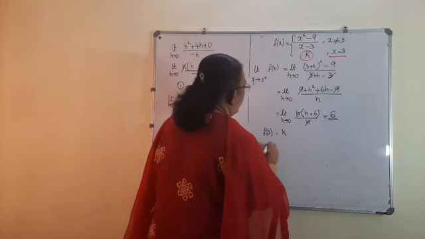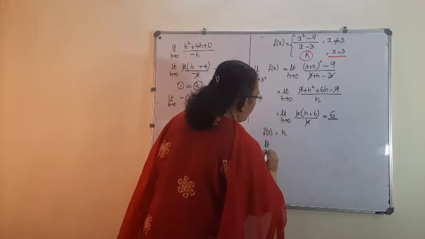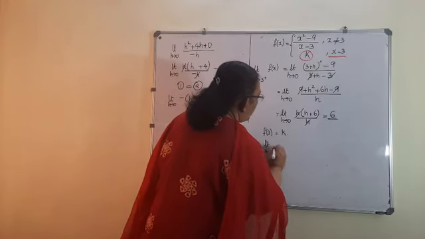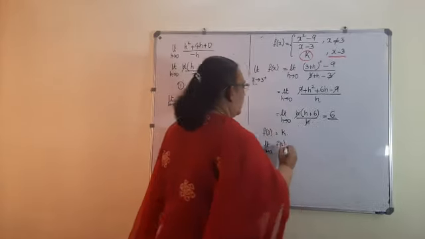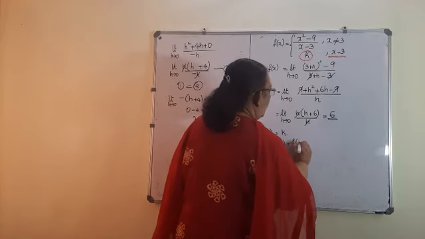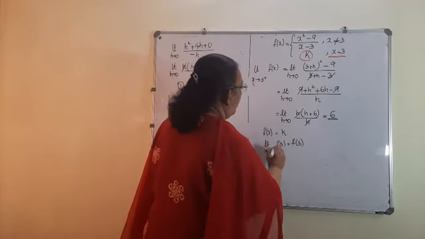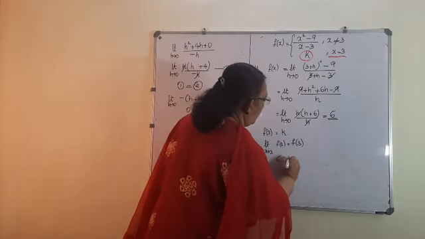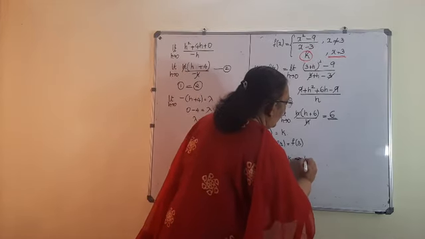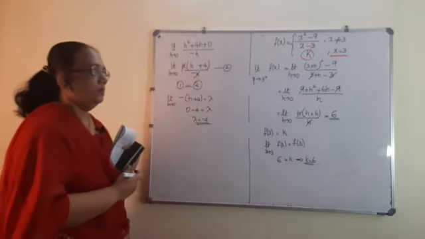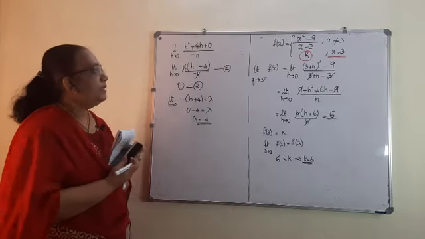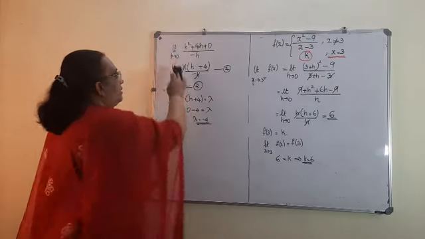But you know that limit x tending to 3 plus f of x, or limit of x tending to 3 f of x, is equal to the value of the function. f of 3 is equal to 6 is equal to k, which means k is equal to 6. So I have discussed two questions, one with the left limit and one with the right limit.